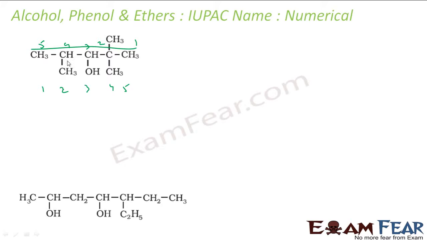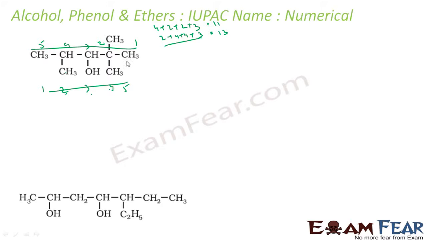Let's suppose I take this one, then I have 4, 2, 2 methyl. That is 4 plus 2 methyl, and 3 alcohol. If I take this, then I have 2, 4, 4, 3. 2 plus 4 plus 4 plus 3. Obviously this is more, right? This is 13 and this is 11. So this will not be taken, we'll take this option.